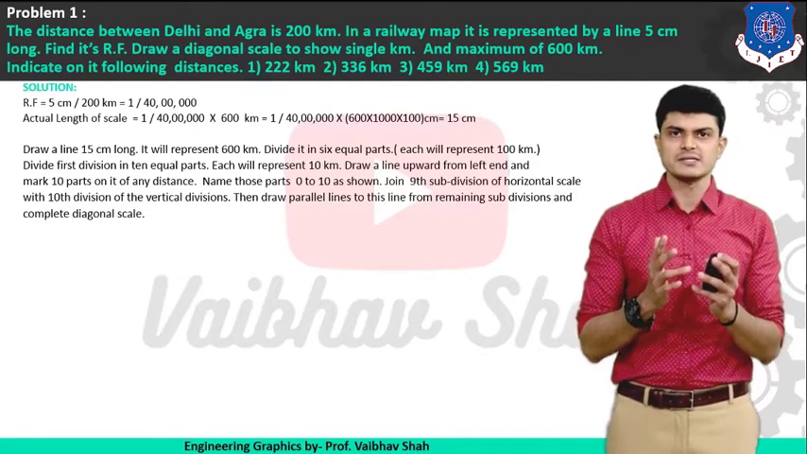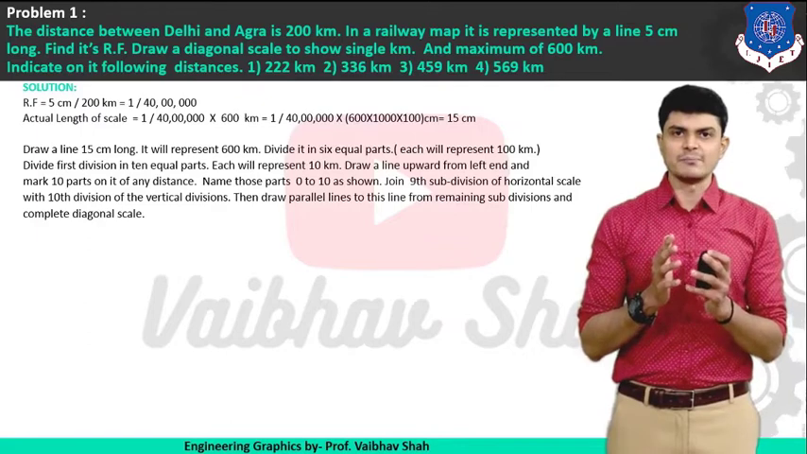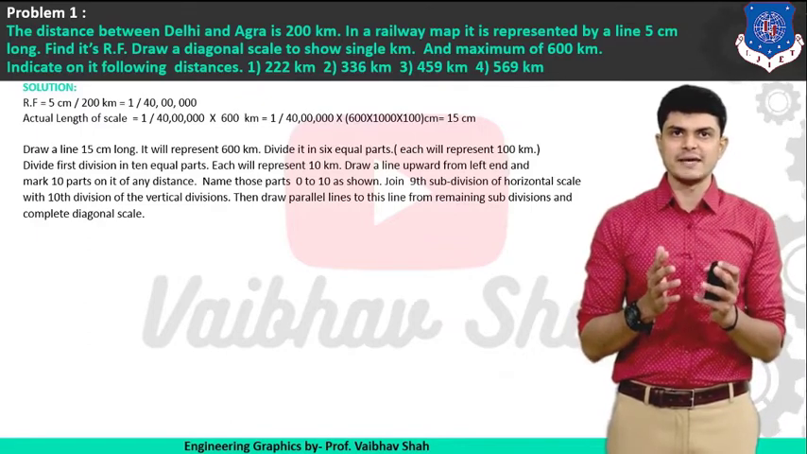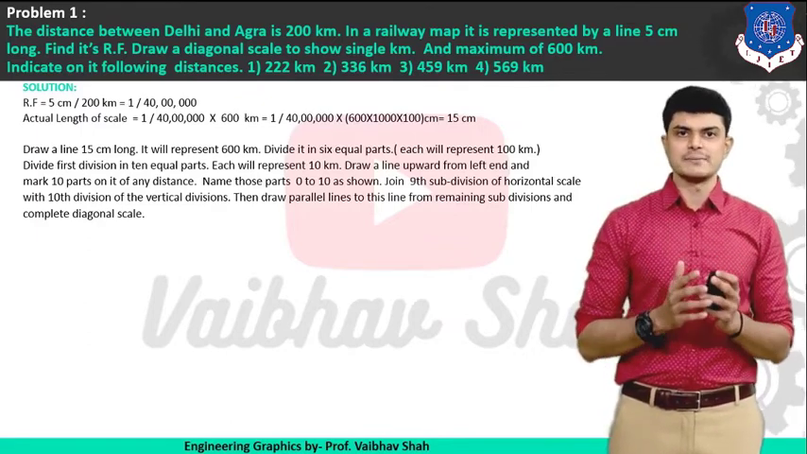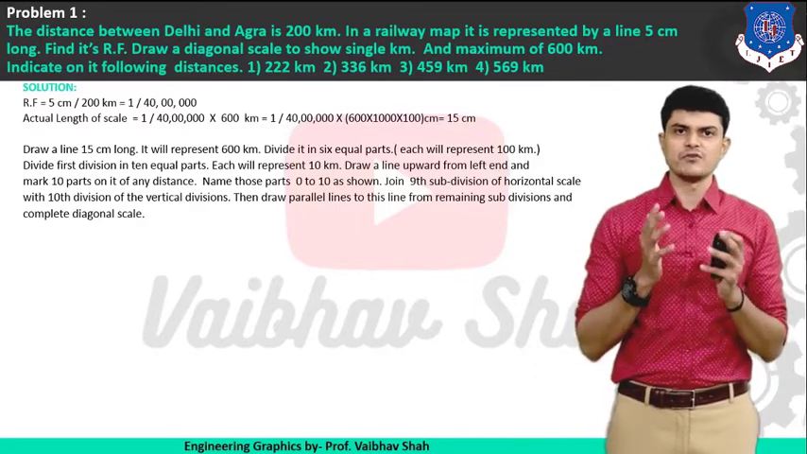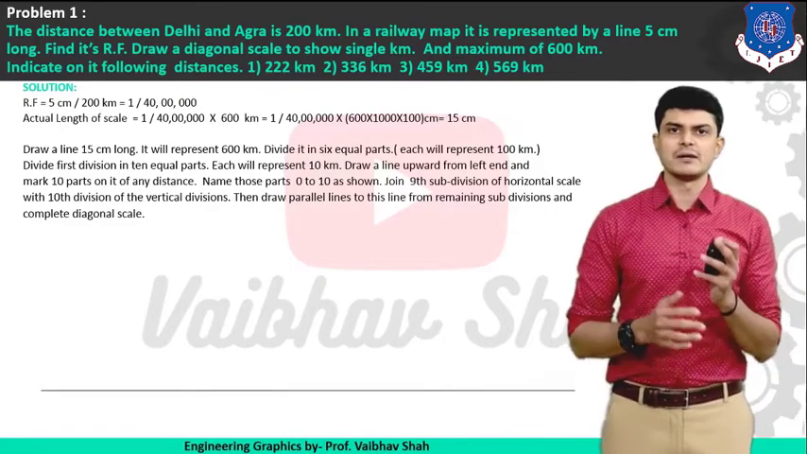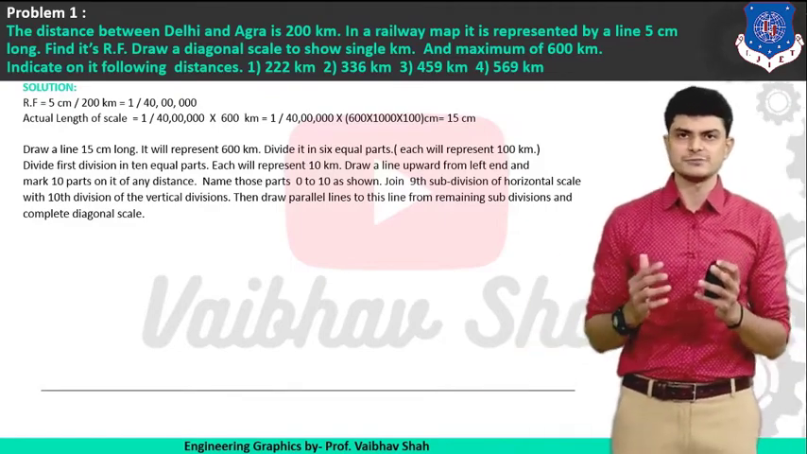We are having two factors. So let us multiply 600 by 1000 into 100, bracket complete, and after that centimeters. We will be having one line of 15 centimeters. So now the actual length of scale must be your 15 centimeter long line. So let us draw first a line of 15 centimeter long onto your drawing sheet like this.